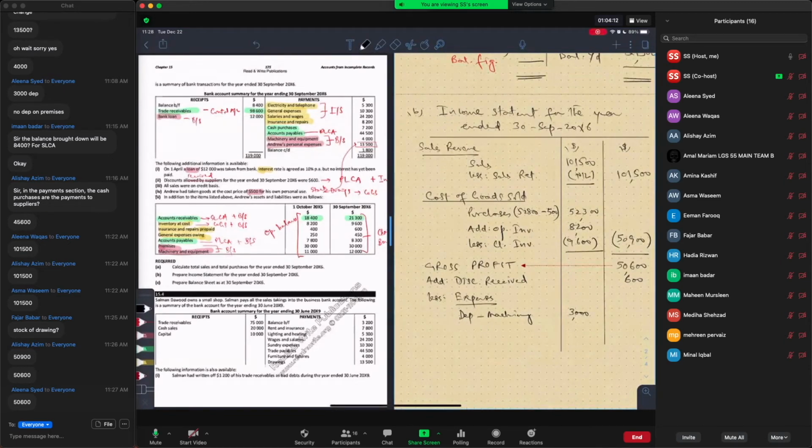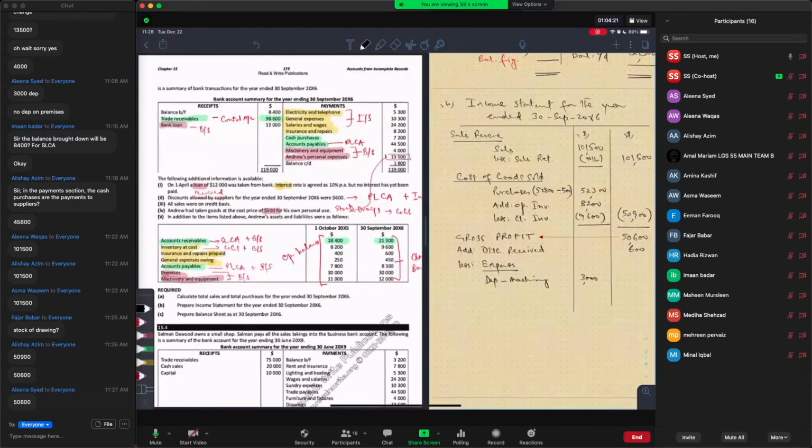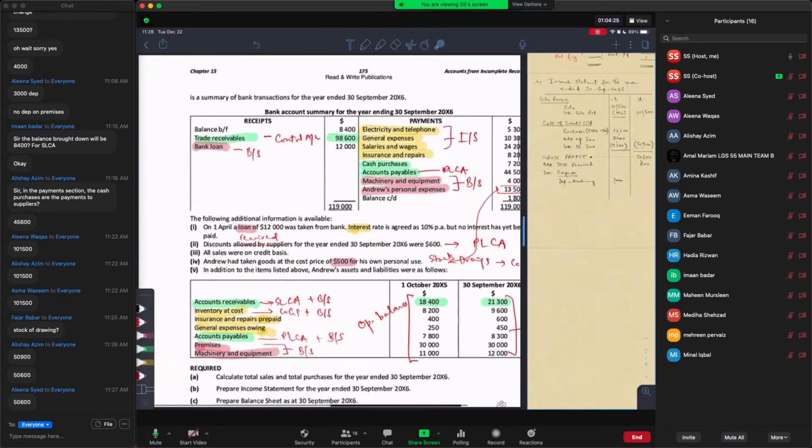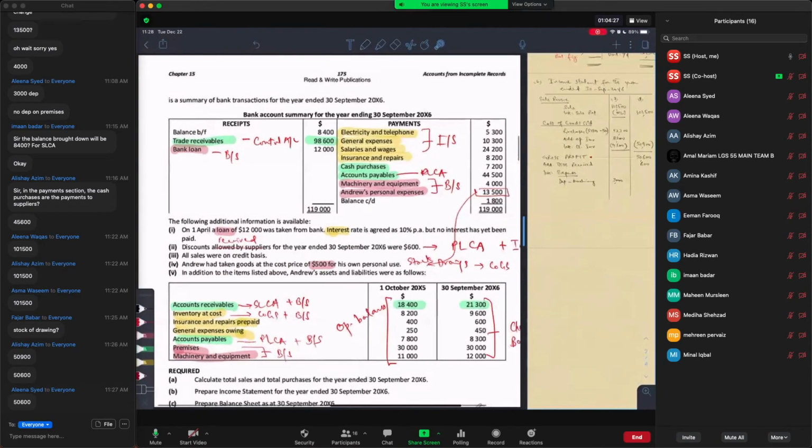The rest of the cash-based expenses, they are supposed to be paid in cash. So where do we find the payments? So you can see the payments are here. All your payments are from the bank account here, right?